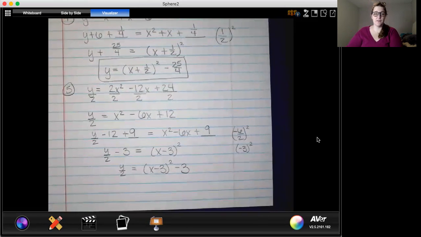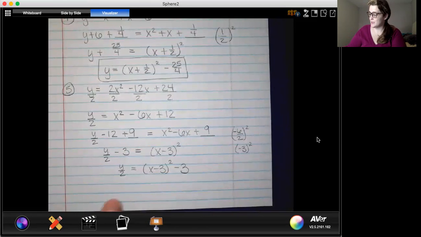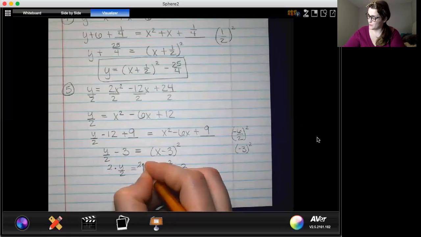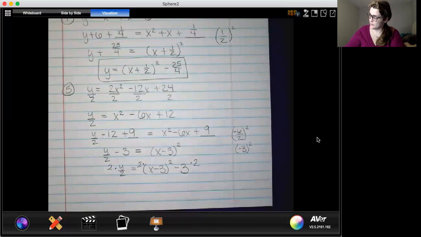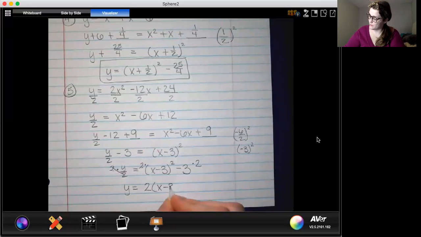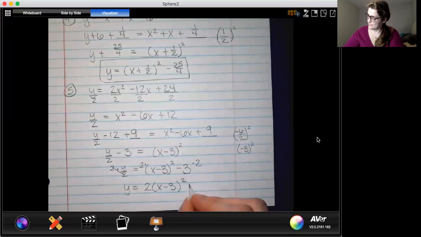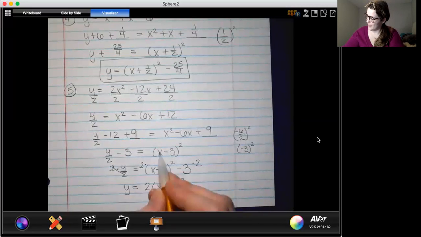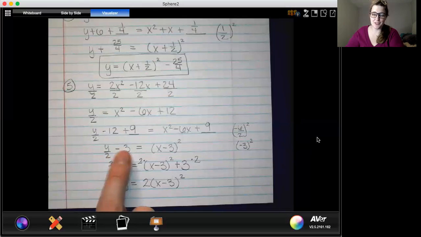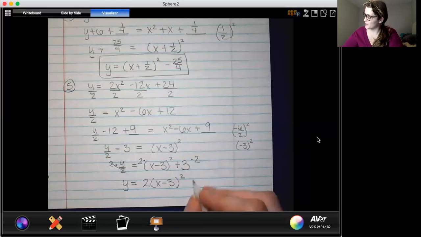And now this is where you may have stopped, or you may have figured out what you have to do. Because we have y divided by 2, and we want y, that means everything is going to have to be multiplied by 2. So when I multiply by 2, I'm going to multiply by 2 to each part. So therefore, we get y equals 2 times x minus 3 squared. Oops, sorry. I meant to add 3 to the other side, not subtract 3. Let's fix that problem here. It was negative 3, I should have added 3. I wrote negative 3. So therefore, this would be plus 6.